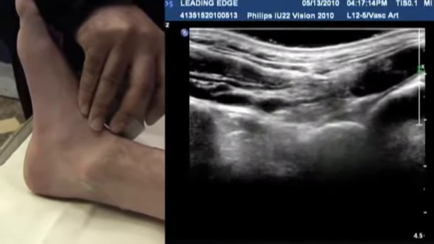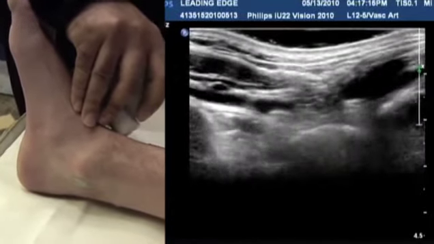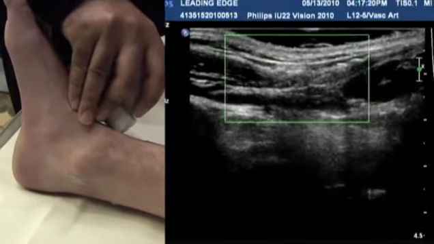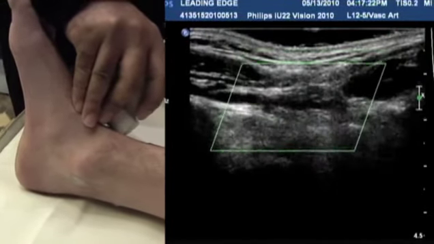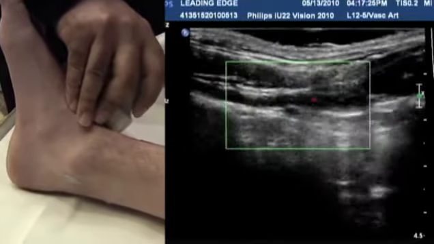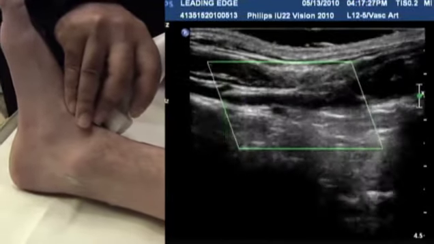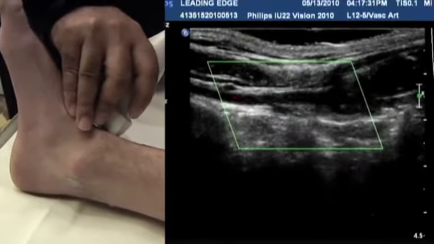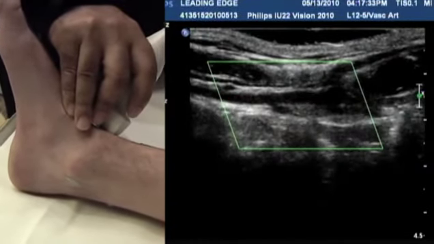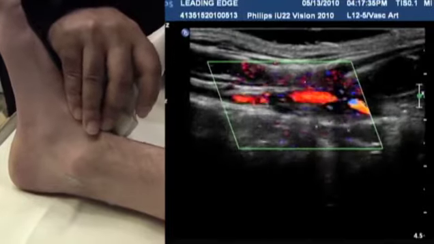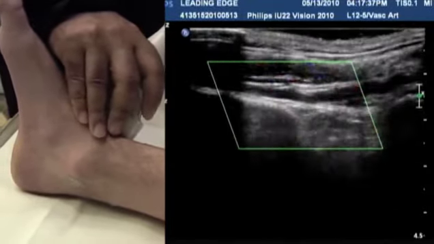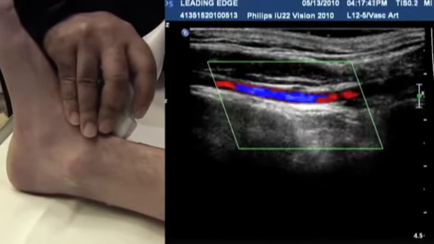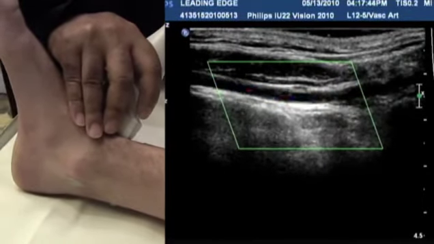And let's put the color flow on. Okay, and there's your dorsalis pedis artery. And again, very little pressure here. And let's just increase the gain a little bit. Very nice. And there's your dorsalis pedis artery. I'm actually going to move proximally a little bit, and there it is. So this is the dorsalis pedis artery.